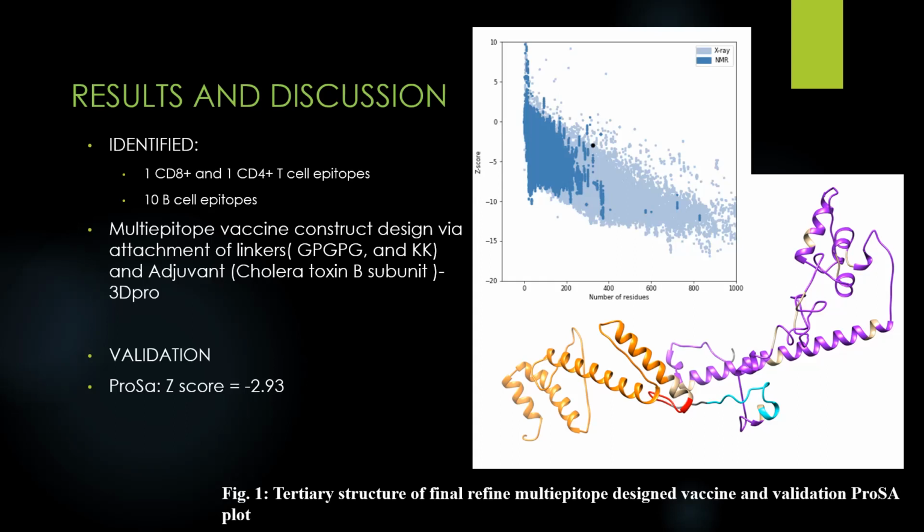Now, the structure of our vaccine as seen in Figure 1 was predicted using an online server called 3Dpro and further refined using the Galaxy Web Server. The quality of our designed model was assessed using the ProSA server, where a Z-score of -2.93 was observed, indicating a good overall model quality of our vaccine.